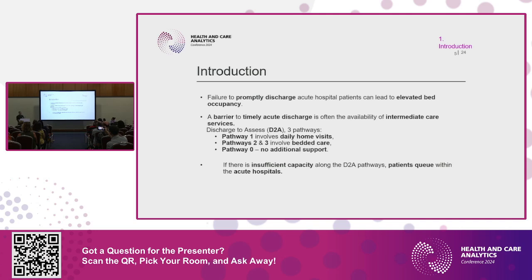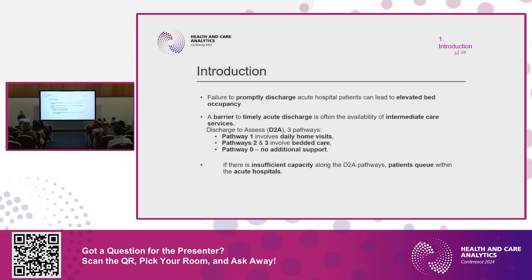These are external services that are utilized for those patients that do need additional care, but that shouldn't necessarily be in the acute setting. This is called Discharge to Assess. And there are three pathways. In pathway 1, the patient is discharged to their home and they have daily home visits. Pathways 2 and 3 are bedded care, but in the community setting, so importantly outside of the acutes. There's also pathway 0, which is your no additional support, your default discharge profile.